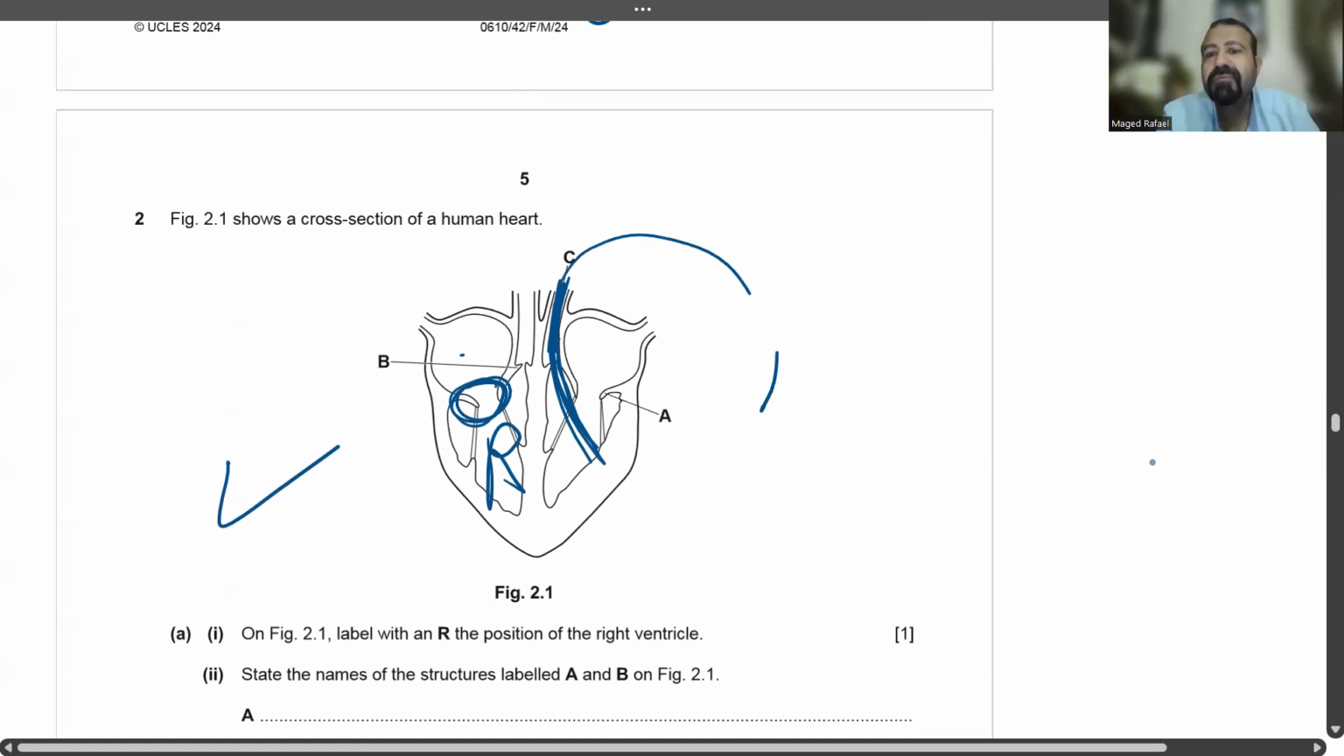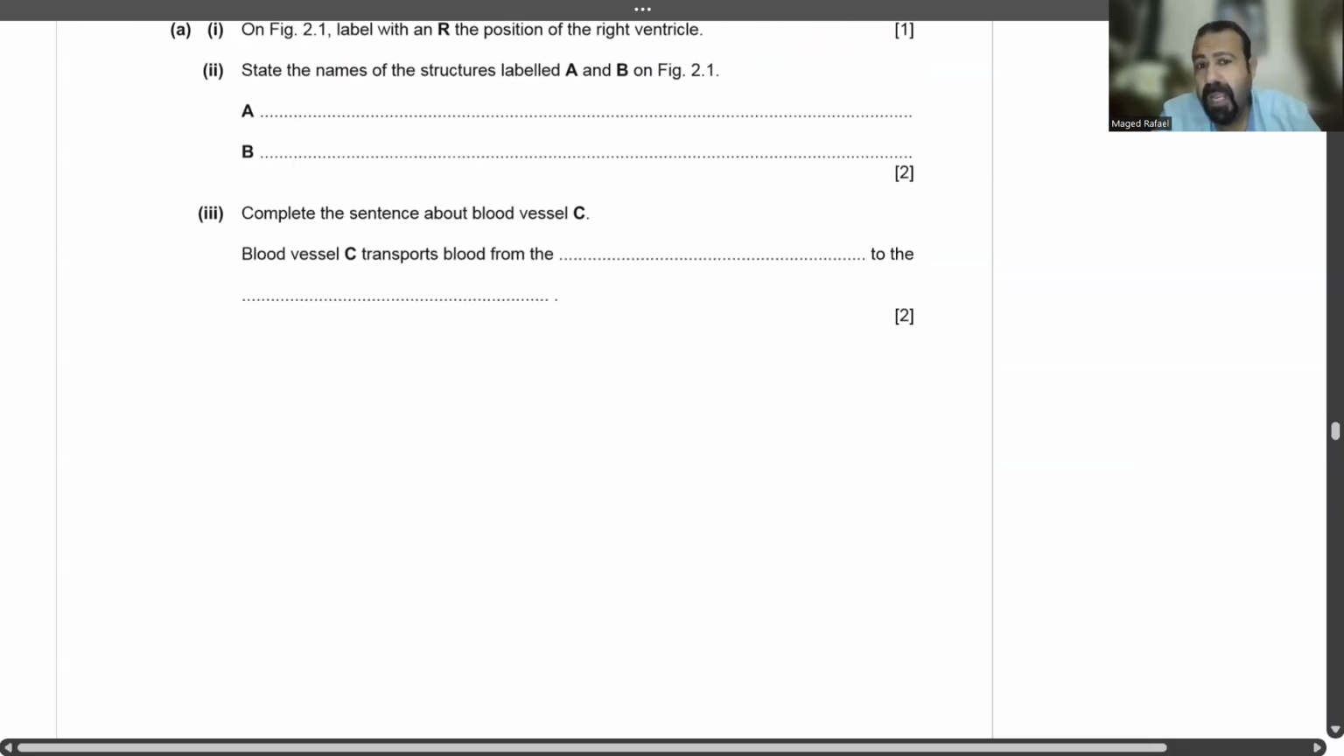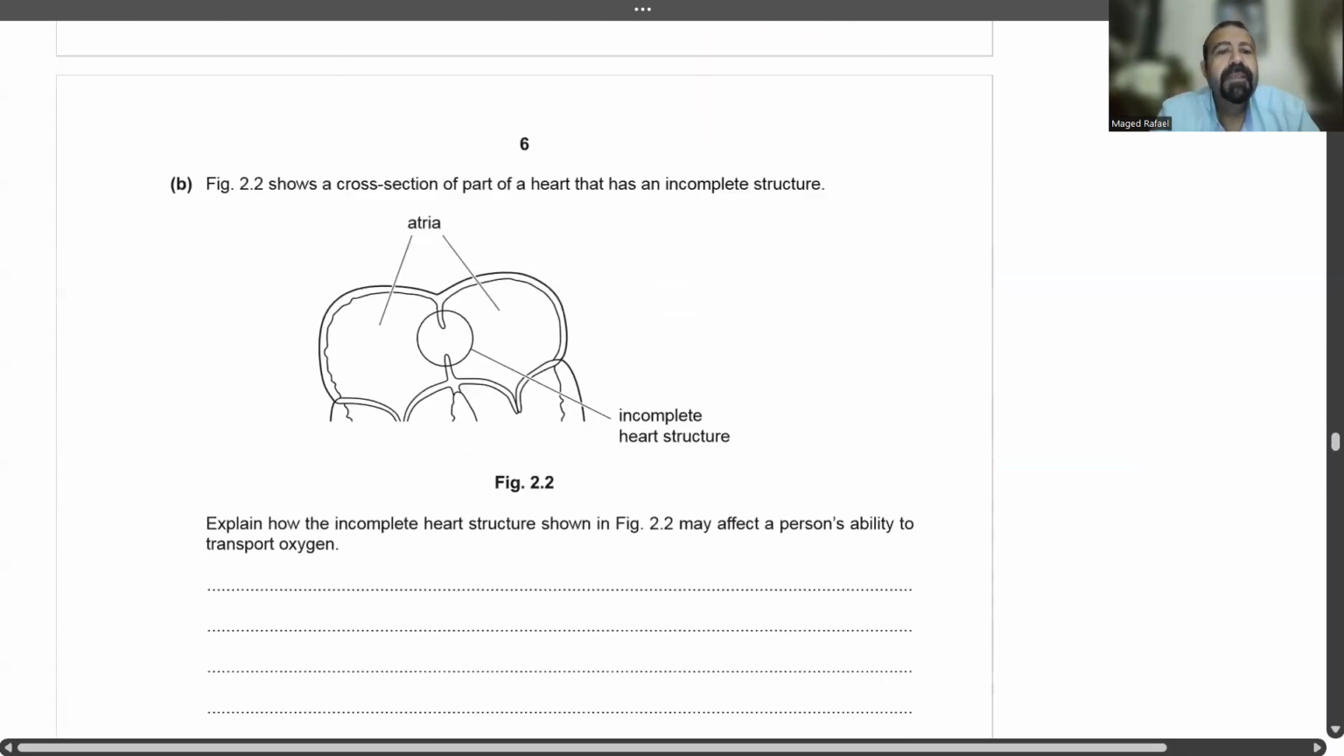The aorta takes the blood to where? The body. Yes, exactly. To the rest of the body. I don't want any other answer. To the rest of the body, you got the second mark. Okay? Let's go to B.